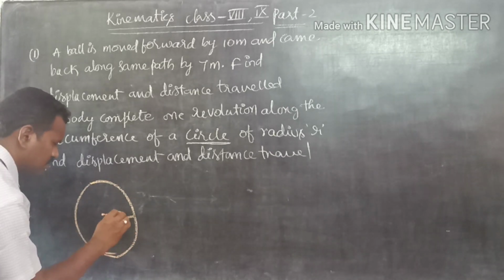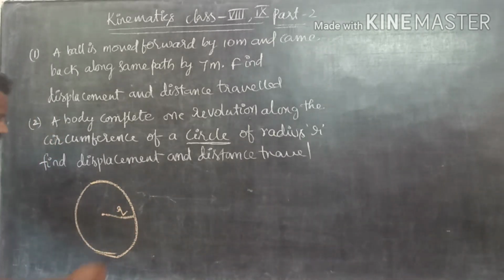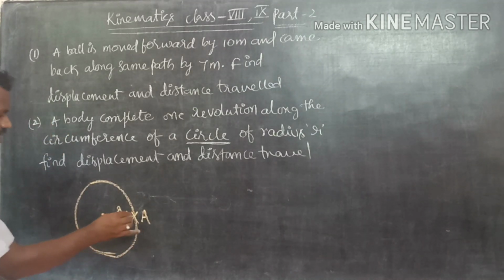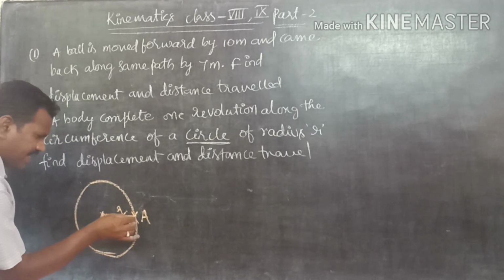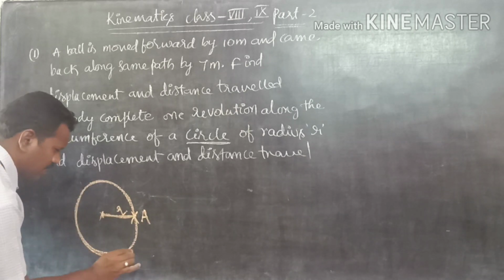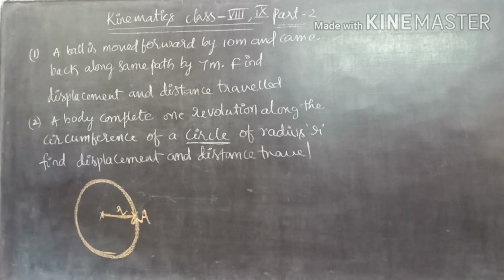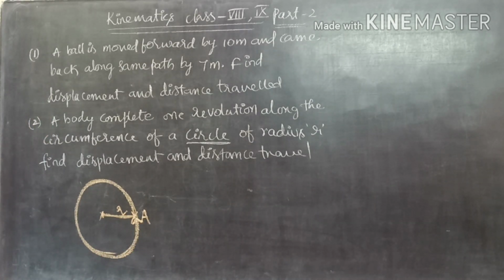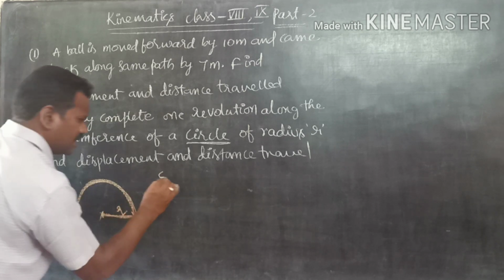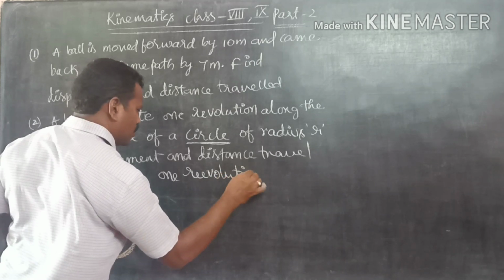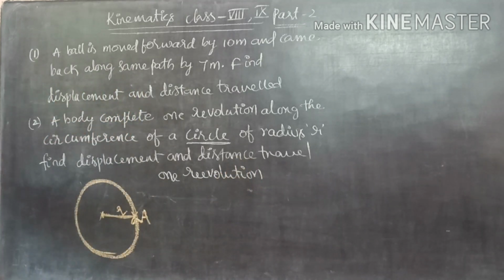The circle must contain some radius. Consider the body A is at this point. Then this body A completes one revolution, meaning it travels along the circumference of the circle. The radius is R. It completes one revolution, or one rotation.